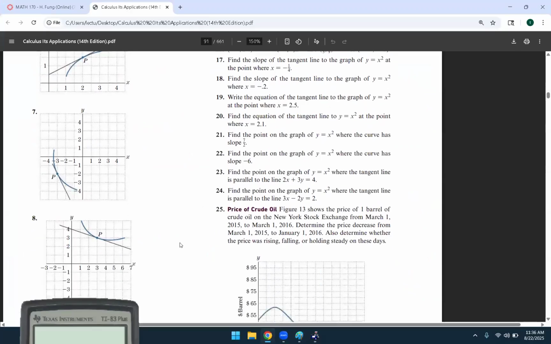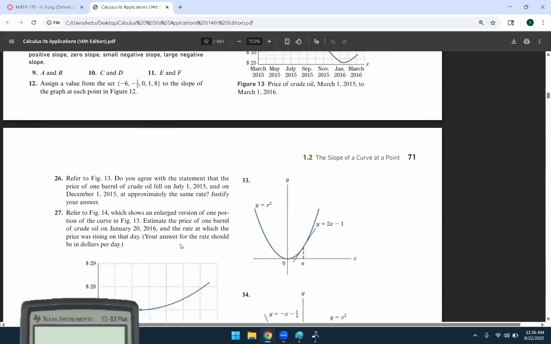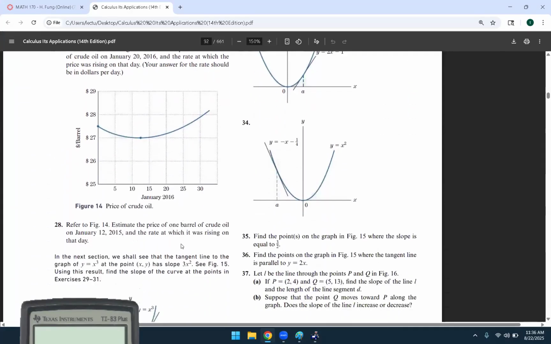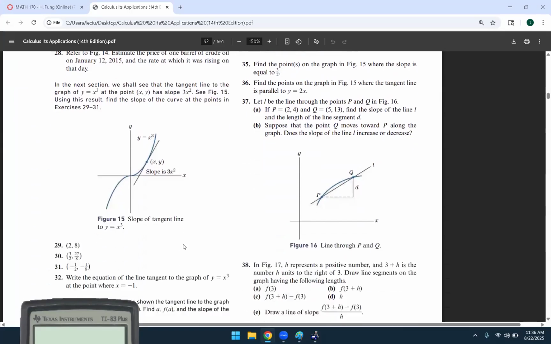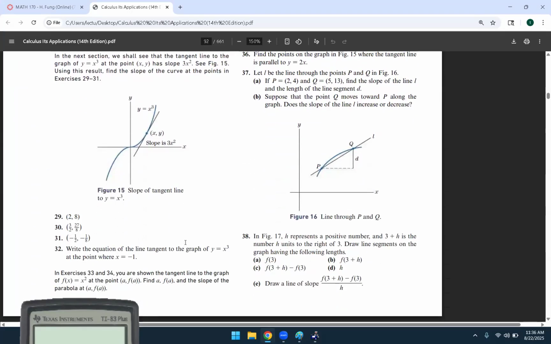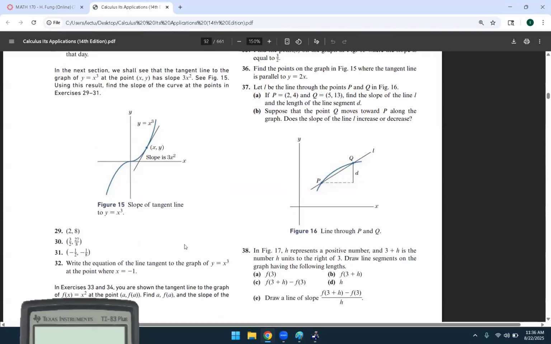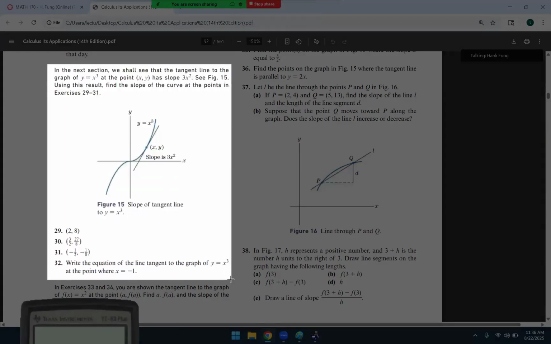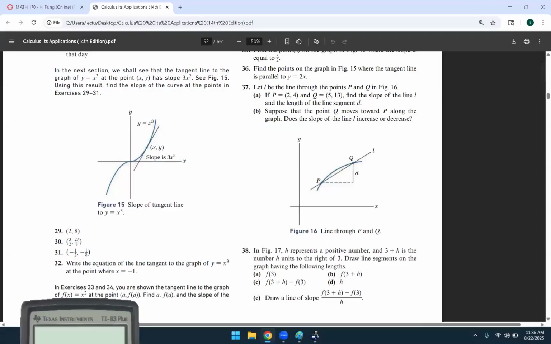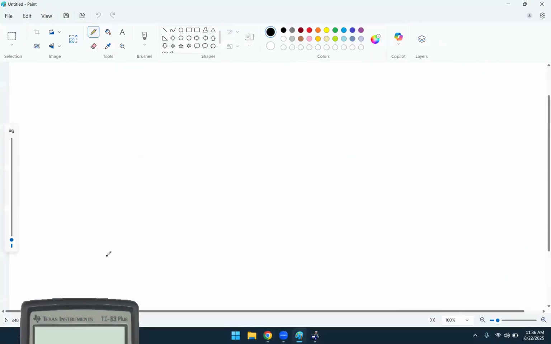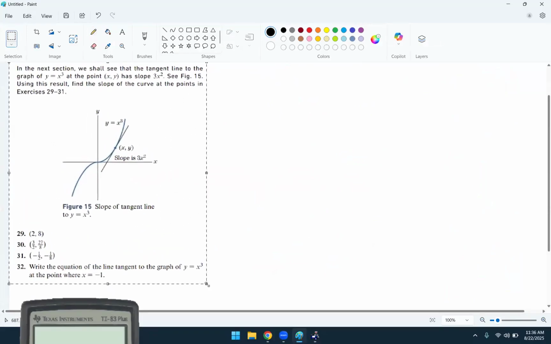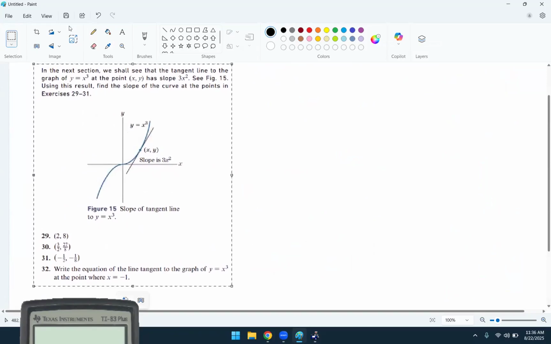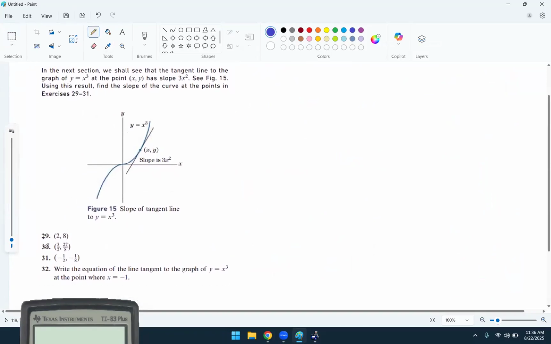Let me scroll down just a little bit. Let's look at number 30. All right, so here it is. Let me take a screenshot of this part here. We're going to look at number 30. Let me clear this out. All right, so let's look at number 30.